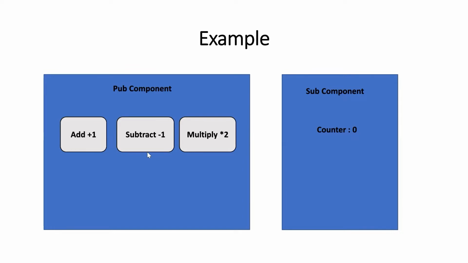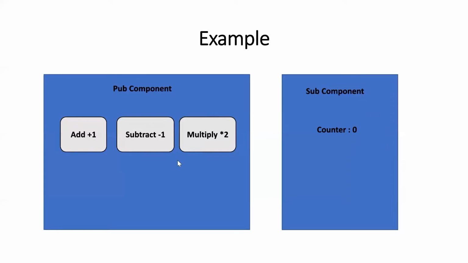If I click on subtract, then whatever the current value of the counter is, it is just going to subtract 1. Similarly it will work for multiply. Whatever the current value is, when the user clicks on multiply, it is just going to multiply the counter value with 2.